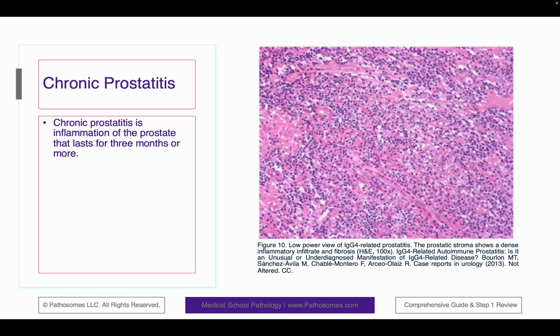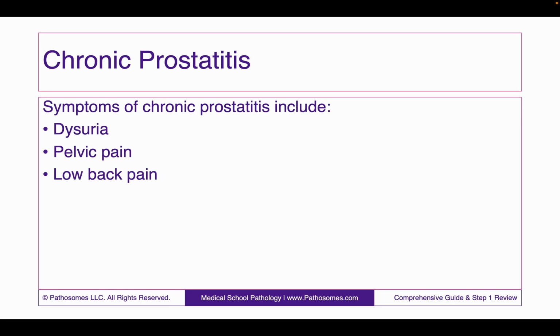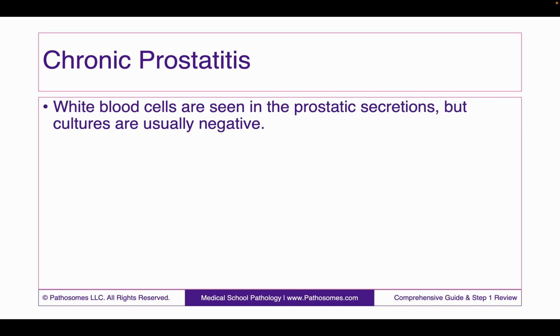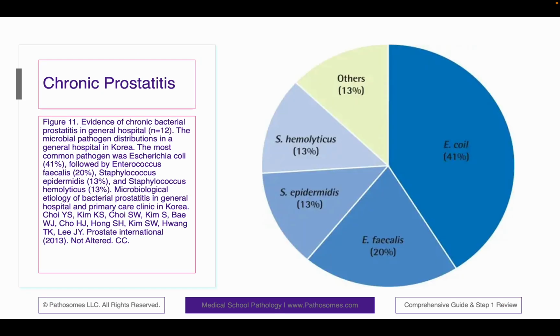Now let's switch gears from acute prostatitis to chronic prostatitis. Chronic prostatitis is inflammation of the prostate that lasts for 3 months or more, right? 3 months. Symptoms of chronic prostatitis include dysuria, pelvic pain, and even low back pain. White blood cells are seen in the prostatic secretions, but cultures are usually negative in chronic prostatitis. And here we have a pie graph showcasing the typical causes of chronic prostatitis and their various percentages.